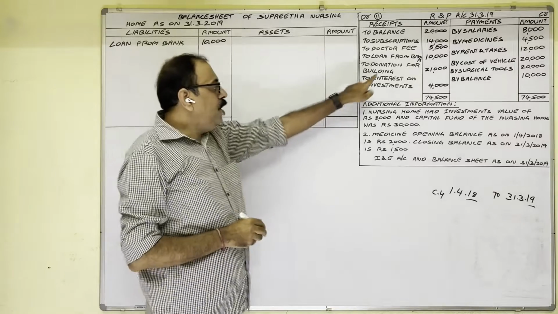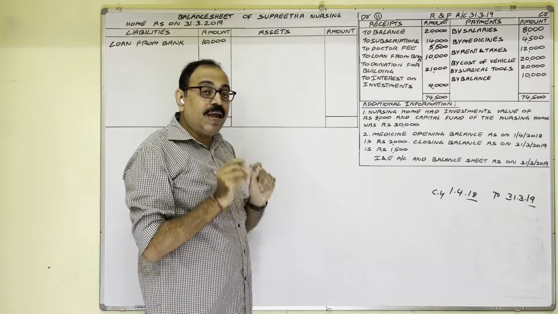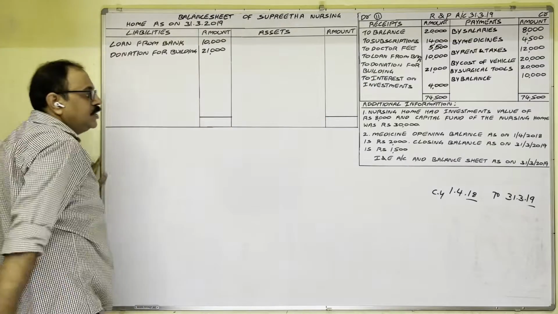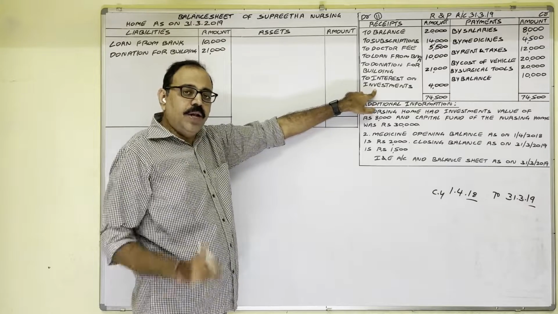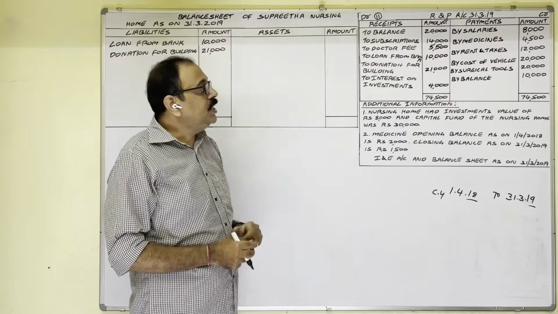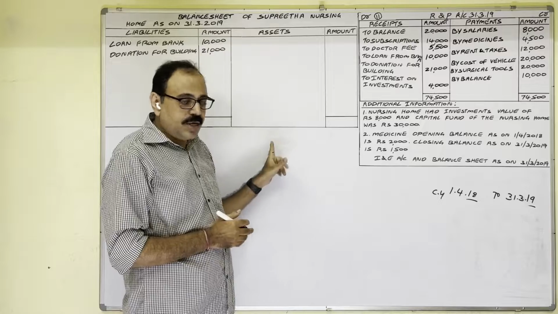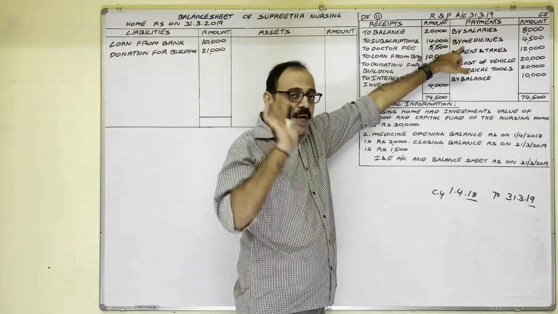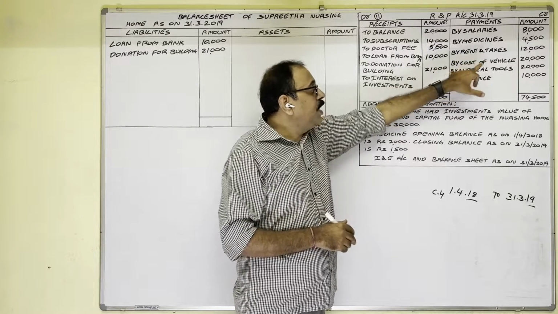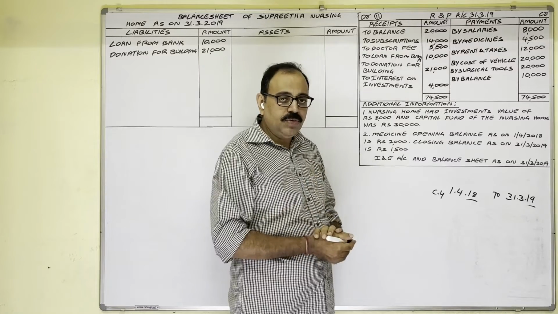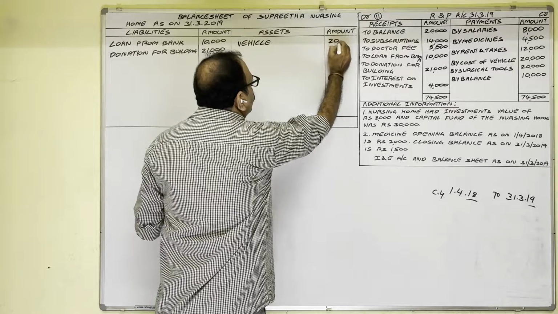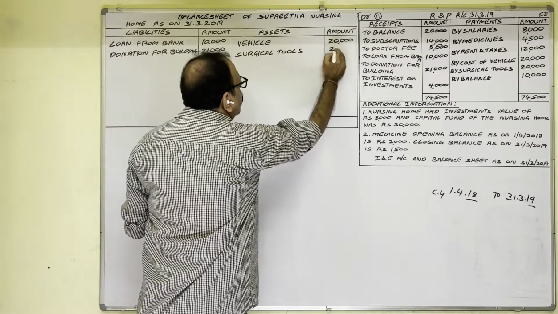Next, donation for building. Specific donations are capital incomes. On the liability side you have to show them. Amount 21,000 rupees. Next, interest on investment. Revenue income, in income and expenditure account completed. So receipt side completed. Come to payment side. Salaries, revenue expenditure, not here. Medicines, in income and expenditure account completed. Rent and taxes completed. Cost of vehicle, surgical tools. These two are assets, capital expenses, asset side. Vehicle 20,000 rupees. Surgical tools 20,000 rupees.